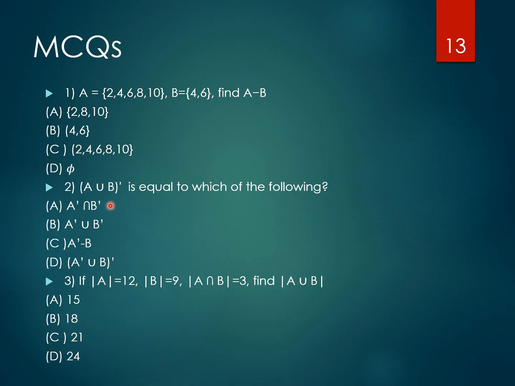Now let's test ourselves with some multiple choice questions. If A is equal to {2, 4, 6, 8, 10} and B is equal to {4, 6}, then find A minus B. And the second problem: complement of A union B is equal to which of the following? And the third problem: if n(A) is equal to 12, n(B) is equal to 9, and n(A intersection B) is equal to 3, then we have to find n(A union B).